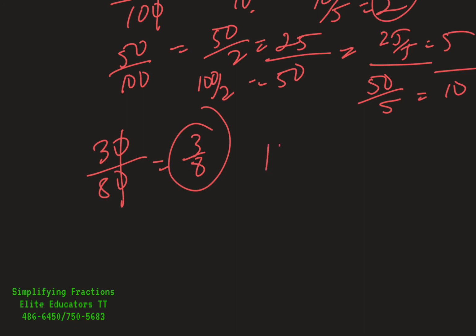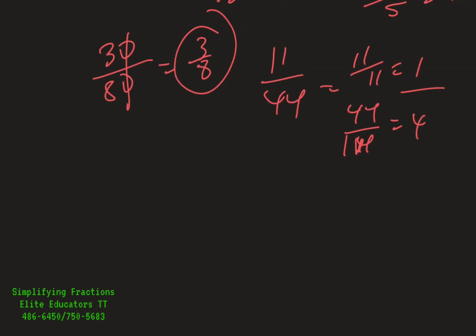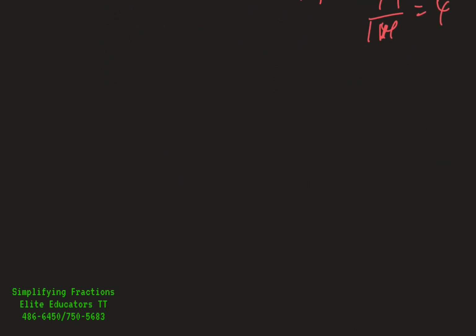Let's try 11 over 44. Well, from 11 times tables, you guys all know 11 divided by 11 is 1. 44 divided by 11, my bad, is equal to 4. 1 over 4. And remember, I already did this, but let me just redraw it for you guys.